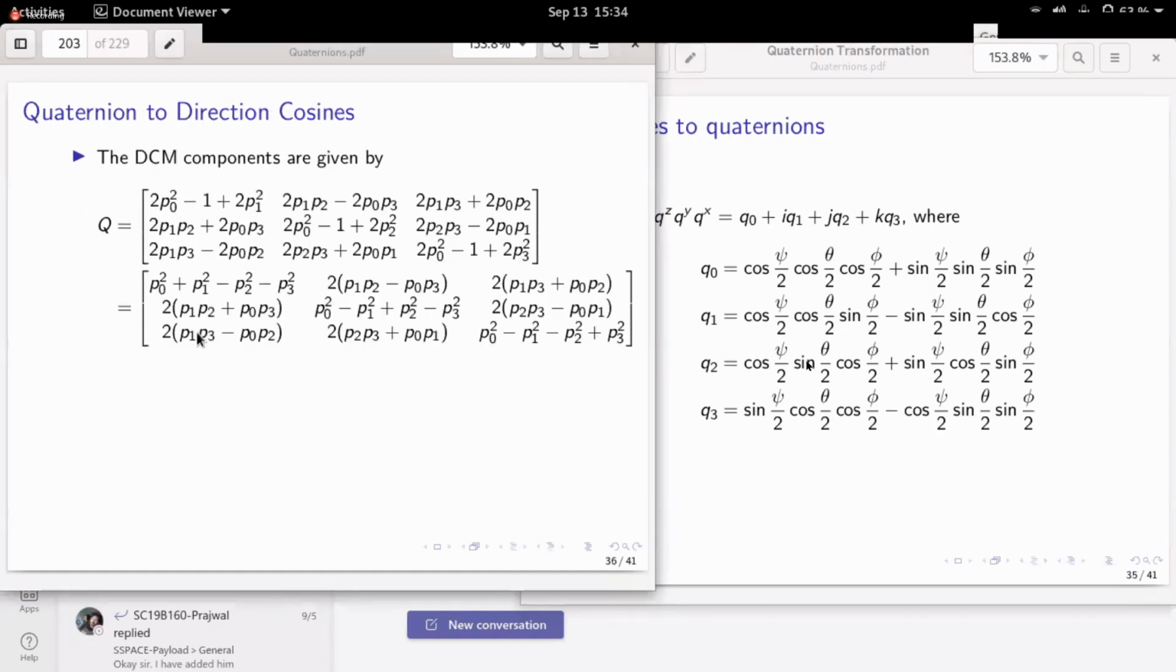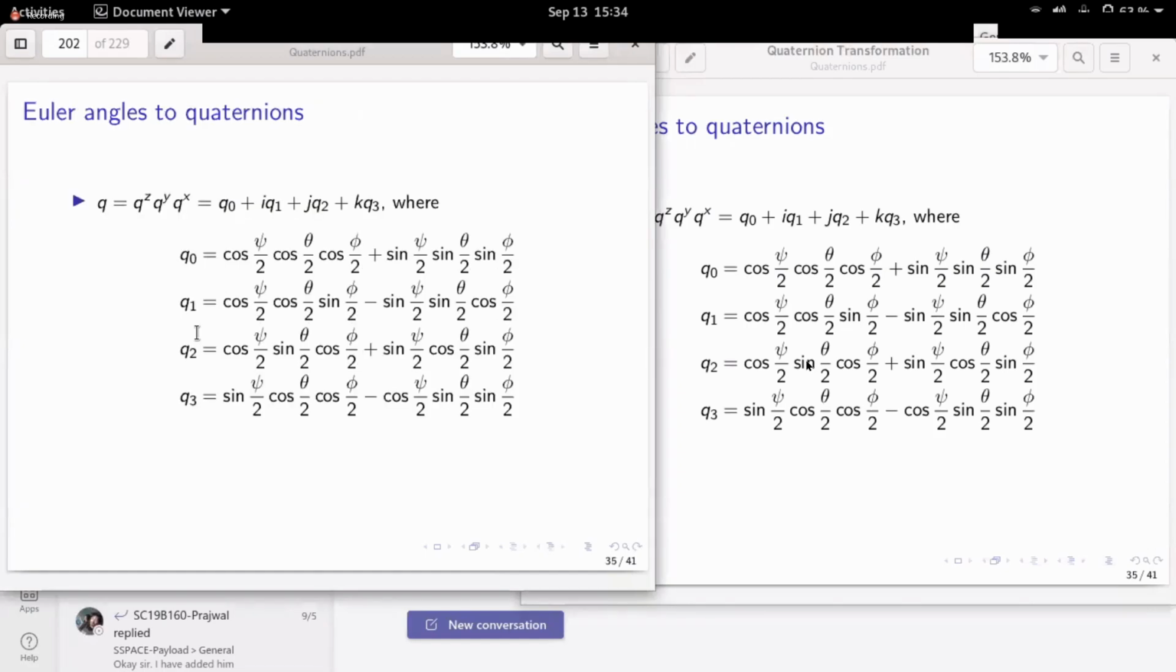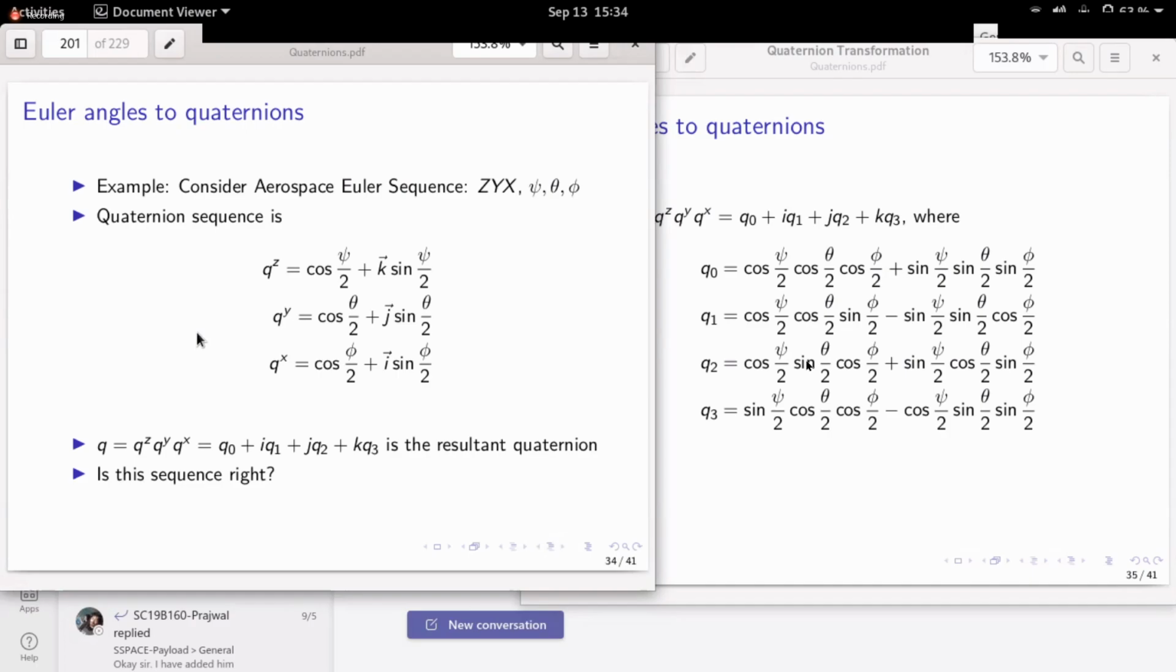Sir, for aerospace applications, the classical Euler sequence, you said it was ZXZ, right, sir? So here it is given as Z... Tell me again, the classical sequences? ZXZ, no, sir. Sorry, this is not the classical sequence then. It is the aerospace sequence. Yes, you are right. Got it. Classic. There are two things: ZXZ and ZXY, or whichever it is. Yeah. Thanks. That's right.